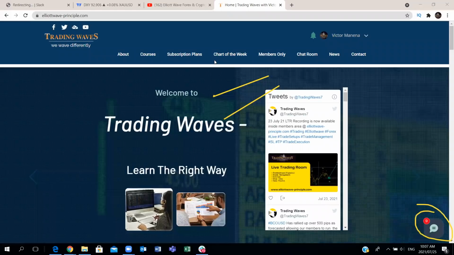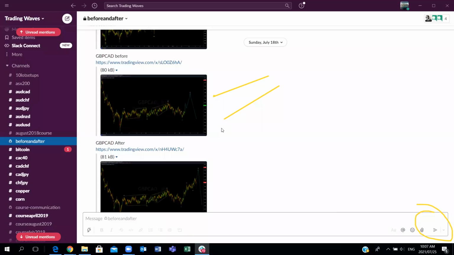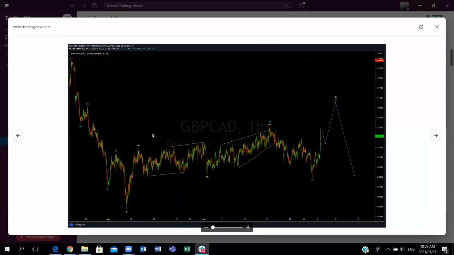So let's get started with this week's analysis. As I said, we'll start with trade recaps from the last week. Last week we discussed pound CAD. So we've looked at pound CAD before. Let's have a look at what we focused on here. This was the week before. This is actually not the last week, but this is the forecast that we had from the last week.